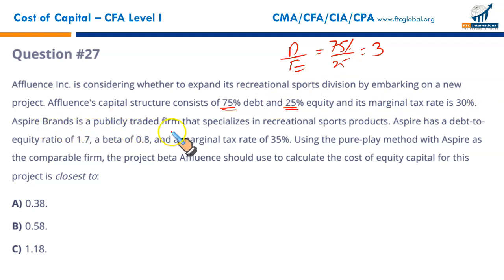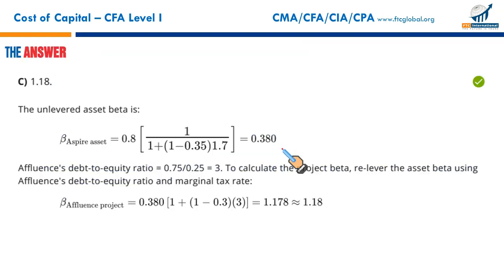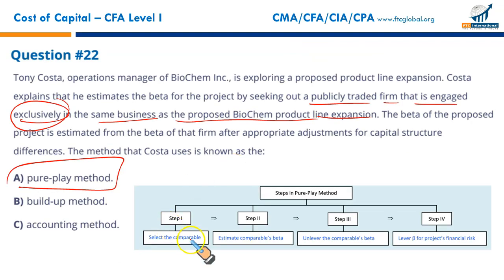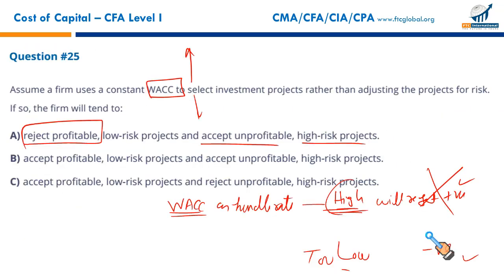Aspire Brands is a publicly traded firm that specializes in recreational sports products. Aspire has a debt to equity ratio of 1.7, beta of 0.8, and marginal tax rate of 35%. That's pure play. This is exactly what we discussed a little while earlier. Select the comparable. We have Aspire Brands, a specialized firm in recreational sports products. That's the exact line of products we are moving in. So we'll estimate this comparable's beta, unlever it, and use it for our own project evaluation. So it's a good question.